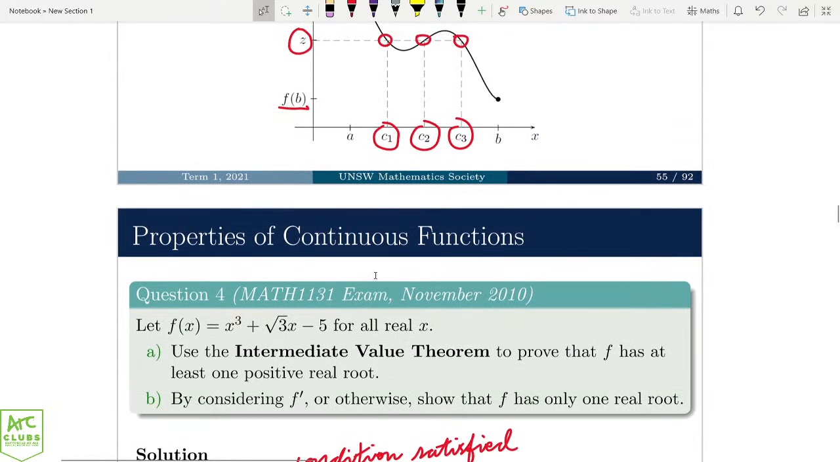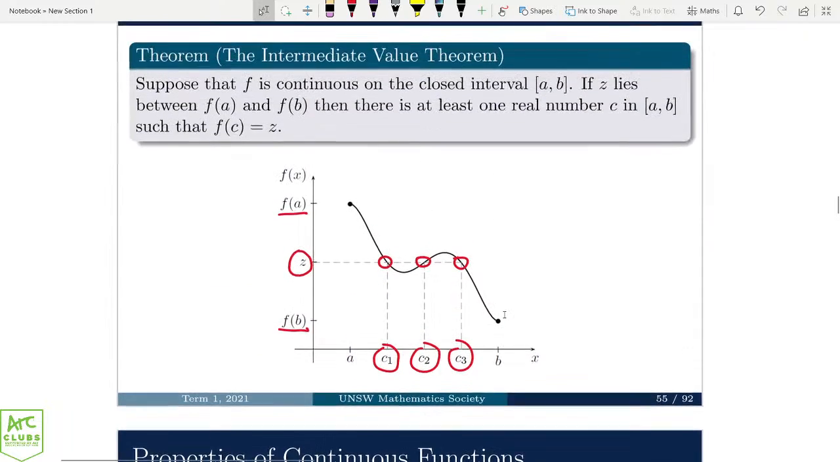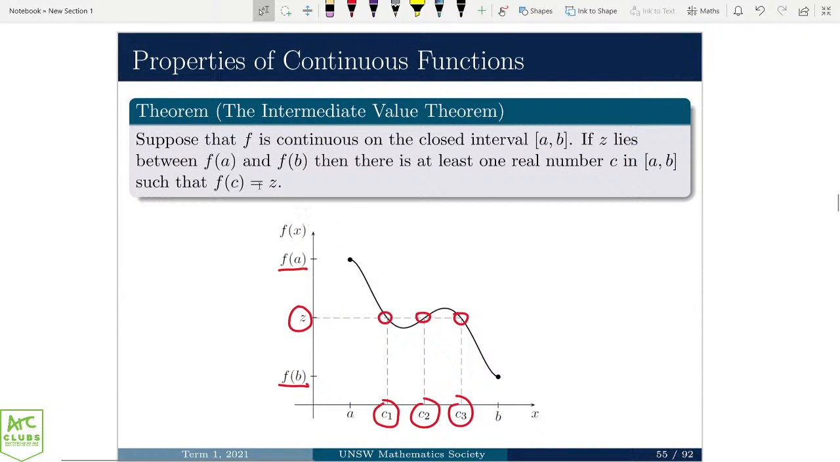Now, to practice the application of this theorem, we can look at an example question. So the question says, consider this particular function over here for all real x. Now, part A, use the intermediate value theorem to prove that f has at least one positive real root. So remember, when we're talking about a root of this function, or a zero of this function, we're talking about when f(x) is equal to 0. All right, so before we can apply our intermediate value theorem, let's first consider the conditions that we need to satisfy before we can do that.